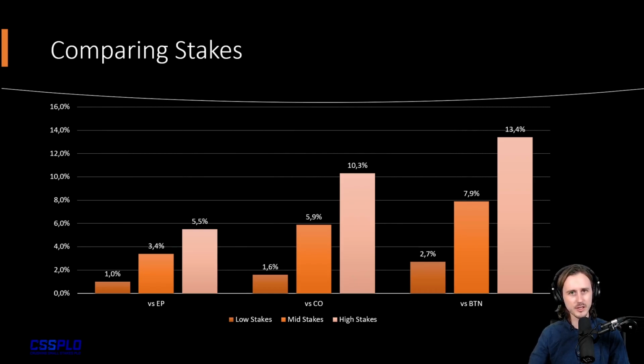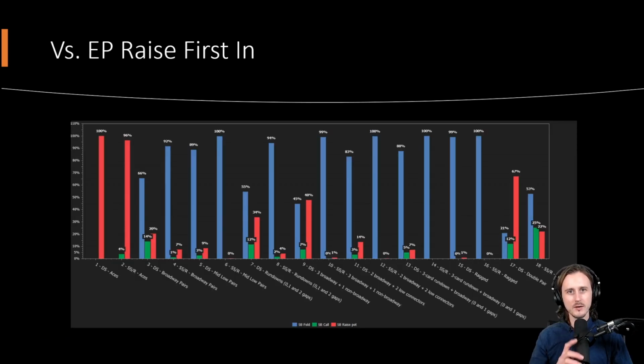And if you play low stakes, you should call different hands pre-flop than if you play mid stakes or high stakes again. So it's important to keep this in mind and to focus on this, because the differences are quite big, as you can see. Now in today's lesson, we're going to look into versus early position, raise first in, and later we're going to look into versus button, raise first in, when we are sitting in the small blind.